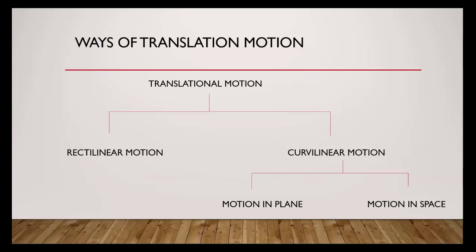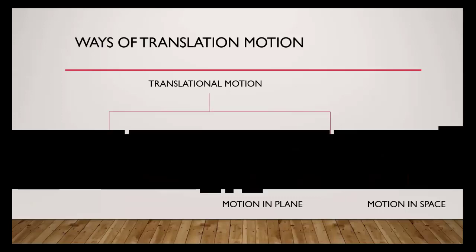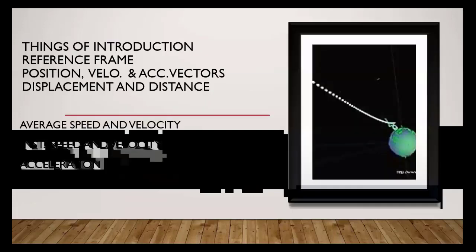Motion in a plane is just like 2D vectors, just like x and y. There is no dealing with the z axis, but in curvilinear motion in space, we have to deal with the z axis. We have to deal with all three dimensions which we have. This is an introductory class, so we only learn the basic stuff related to kinematics.